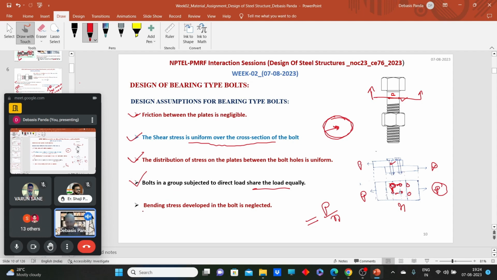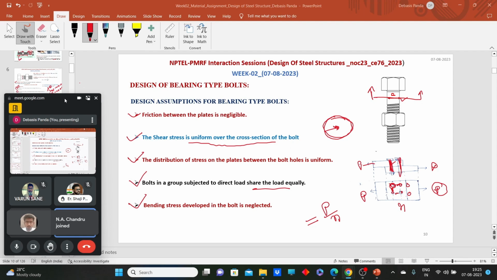Now the bending stress developed in the bolt is neglected because we are not considering bending. Bending will occur less here. Think about it: the bolts are inserted in between the plates, so there will be less chance of bending. So these are some basic assumptions for designing bearing type bolts.